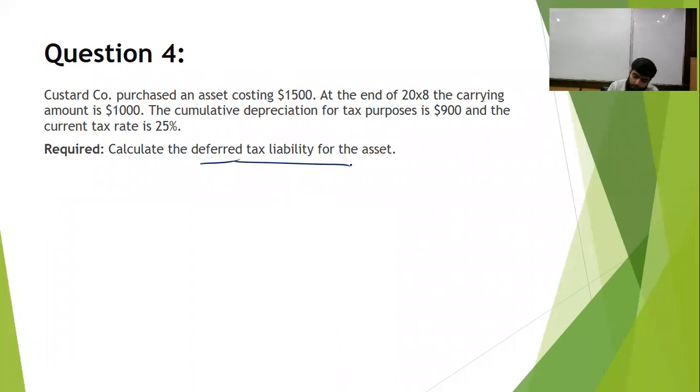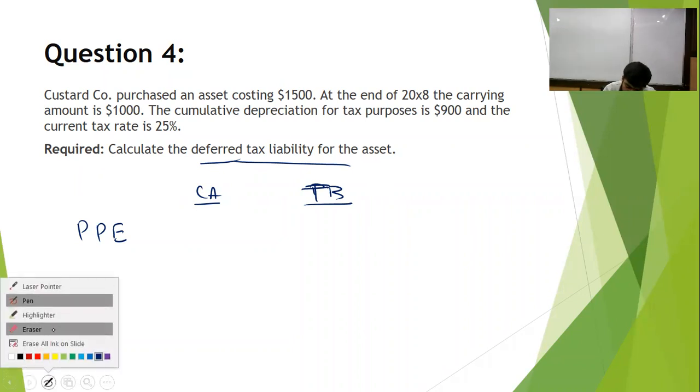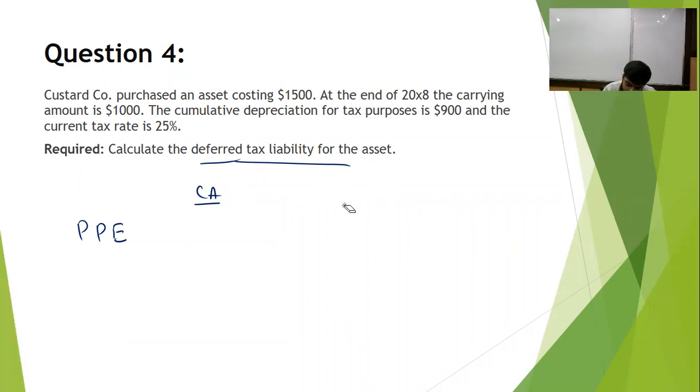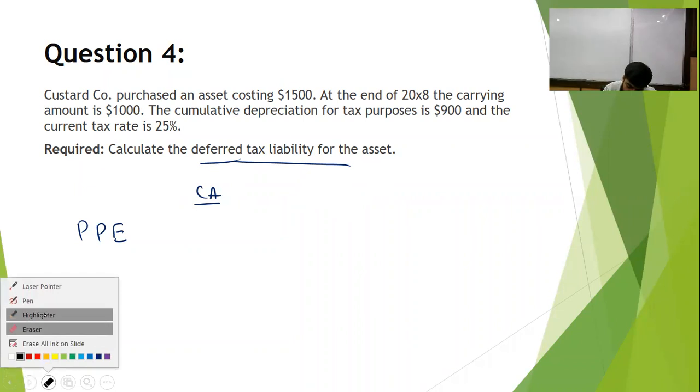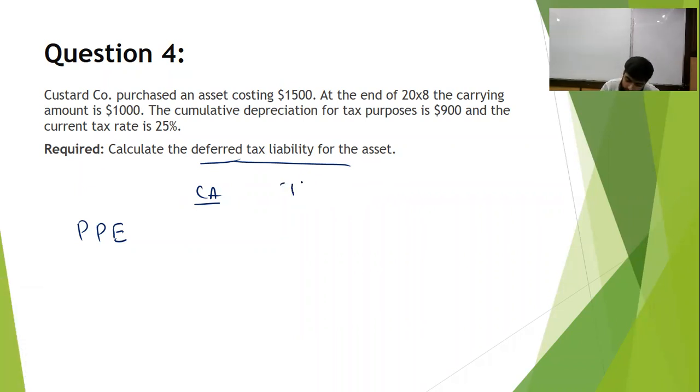For the asset, how are we going to calculate the deferred tax liability? We know that deferred tax is calculated on assets and liabilities, and for now we have an asset, that is property, plant and equipment. We are going to calculate the carrying amount and the tax base. Always remember, whenever the examiner asks you for the deferred tax, you just need to identify the carrying amount and the tax base.